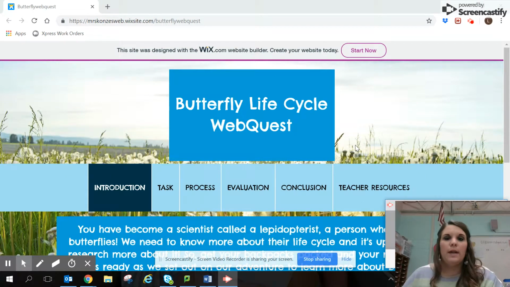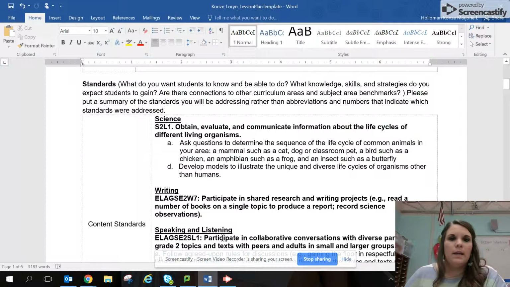So for my lesson plan, I decided to do the butterfly life cycle. My second graders are studying butterflies right now in different life cycles, so I thought I would create a web quest for them to complete while we're doing the unit. It was a 3-week web quest.